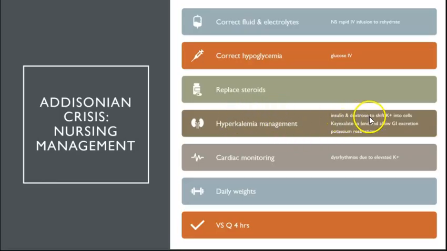So insulin and dextrose. Make sure that you're giving the dextrose because they are hypoglycemic. Shift the potassium back into the cell. If they're still alert and oriented, you can give them Kayexalate. This is if they're coming into the emergency room and you notice that things are not going well. Cardiac monitoring. Remember, they're hyperkalemic, so watch for dysrhythmias, daily weights, lots of weight loss, and vital signs every 4.